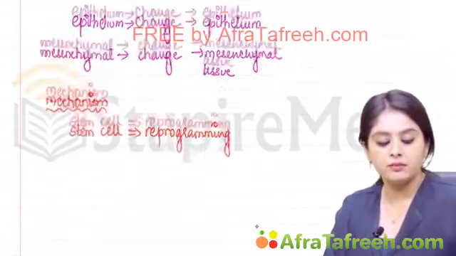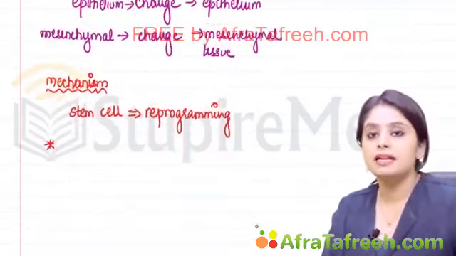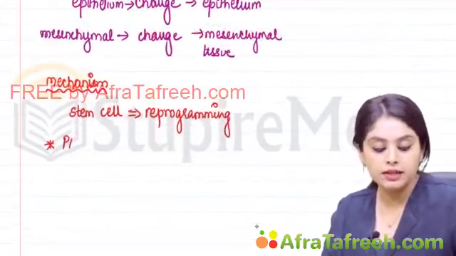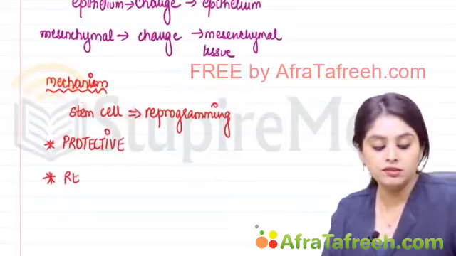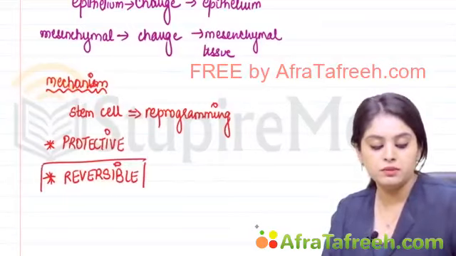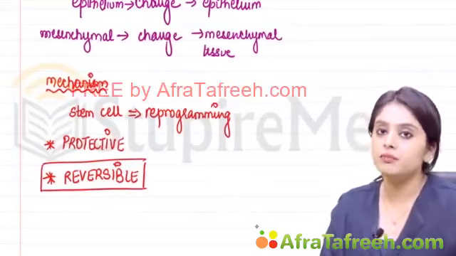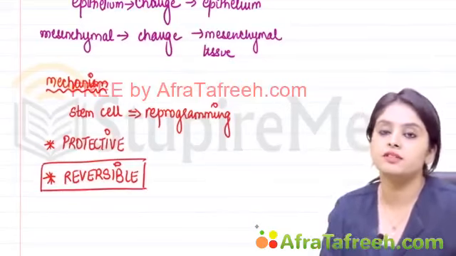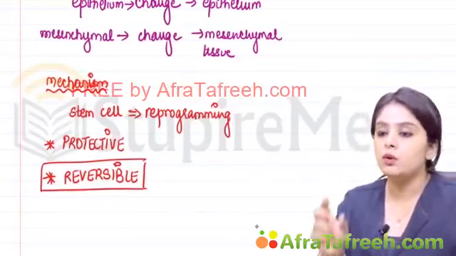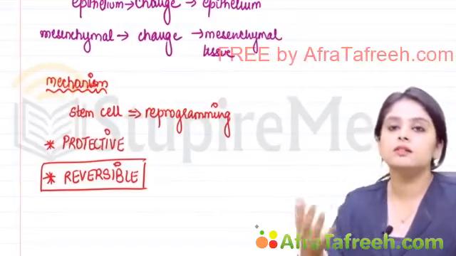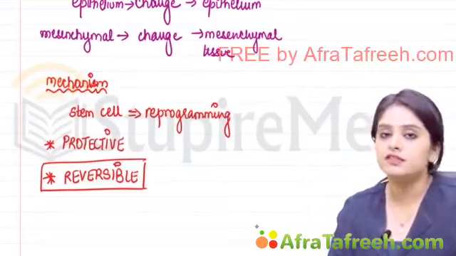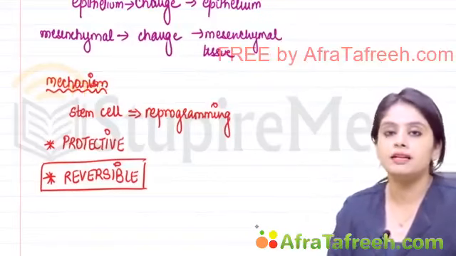Two important points about metaplasia you need to know. Metaplasia is actually a protective phenomenon. Second, and most important, it is a reversible phenomenon. Students, please note this particular point of metaplasia catches the maximum questions. Whatever stimulus was causing this change, if we remove that stimulus, the entire change will get reversed. It is reversible. Most important point about metaplasia.